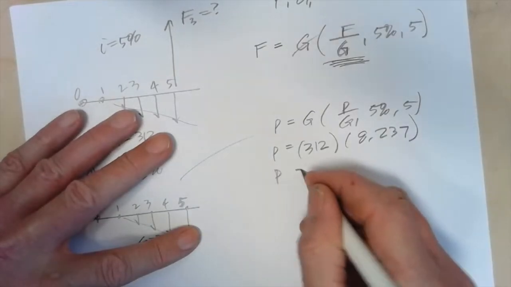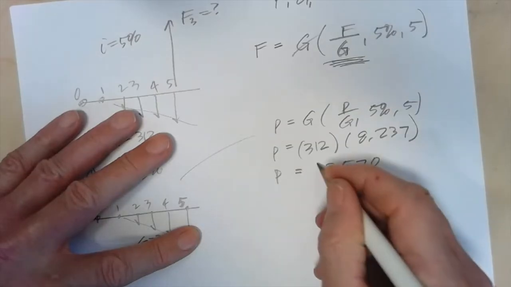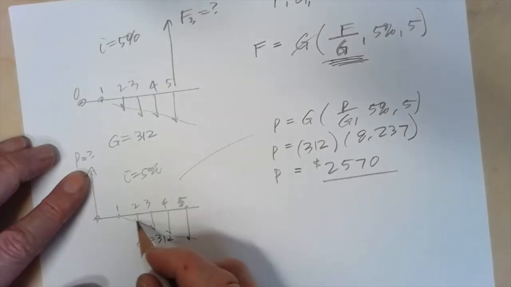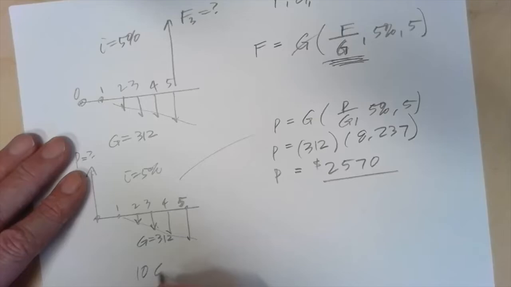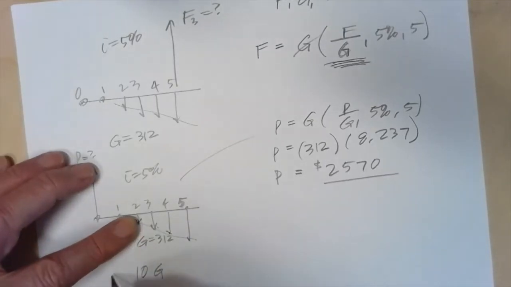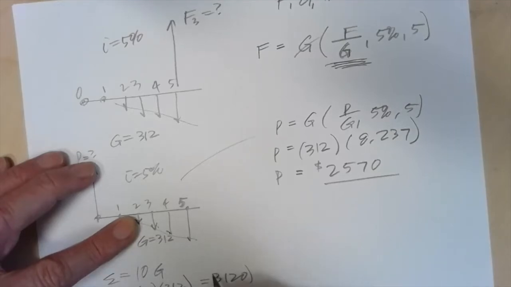So my P is equal to $2,570. Now, ladies and gentlemen, that is the present value of these G's. And there really are 10 G's, because you take 1G plus 2G plus 3G plus 4G. The sum is equal to 10 G's. And that is equal to 10 times 312, which is $3,120.